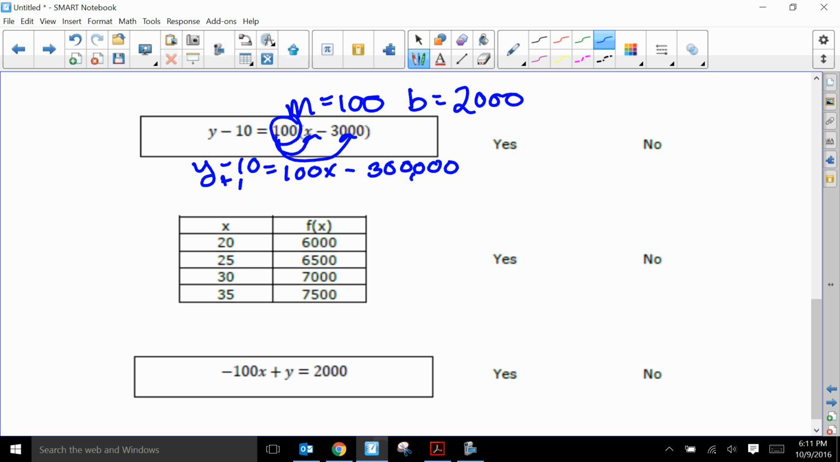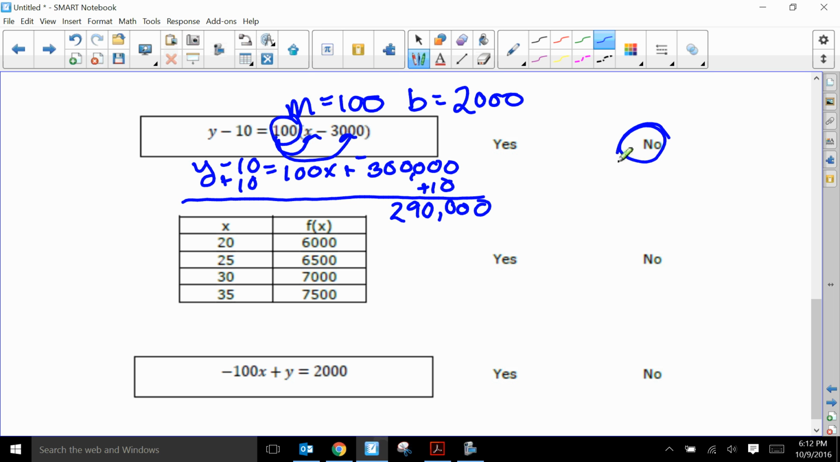And I need to solve for y, so I'm going to add 10 on both sides, and I'm not going to even finish this. Because I can see here, even if I do the math, that is a negative 300,000. I'm going to end up with 290,000 over here. That's not anywhere close to a 2,000 y-intercept. So I'm going to hit no, or circle no, because it's not going to give me a y-intercept of 2,000.